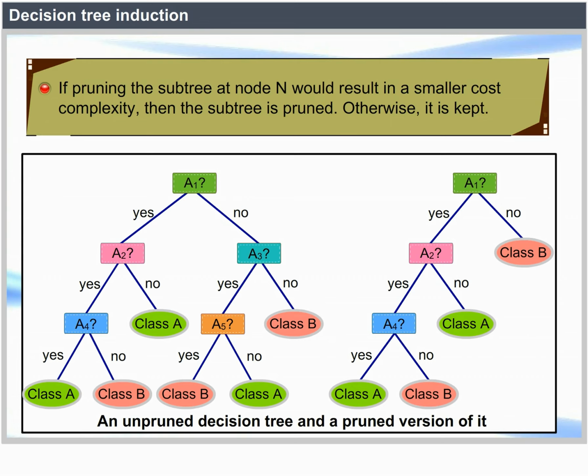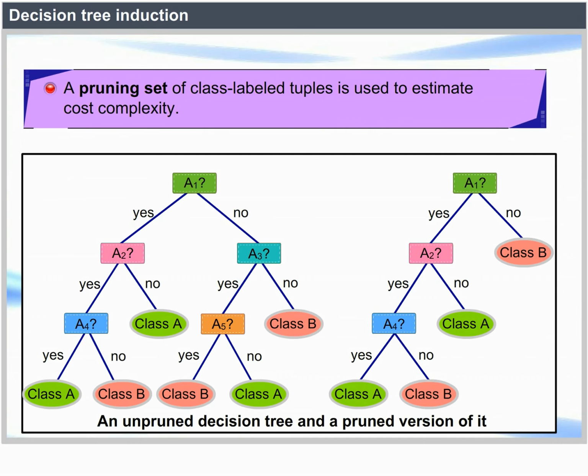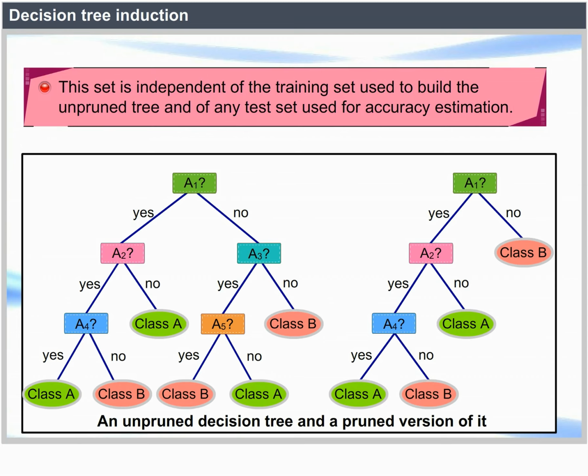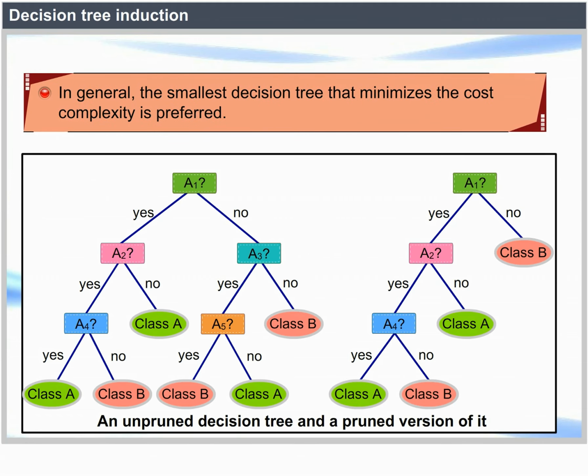A pruning set of class-labeled tuples is used to estimate cost complexity. This set is independent of the training set used to build the unpruned tree and of any test set used for accuracy estimation. The algorithm generates a set of progressively pruned trees. In general, the smallest decision tree that minimizes the cost complexity is preferred.